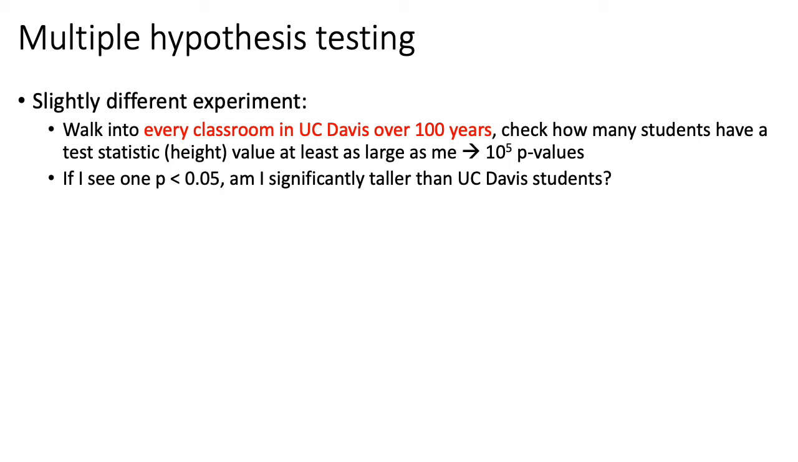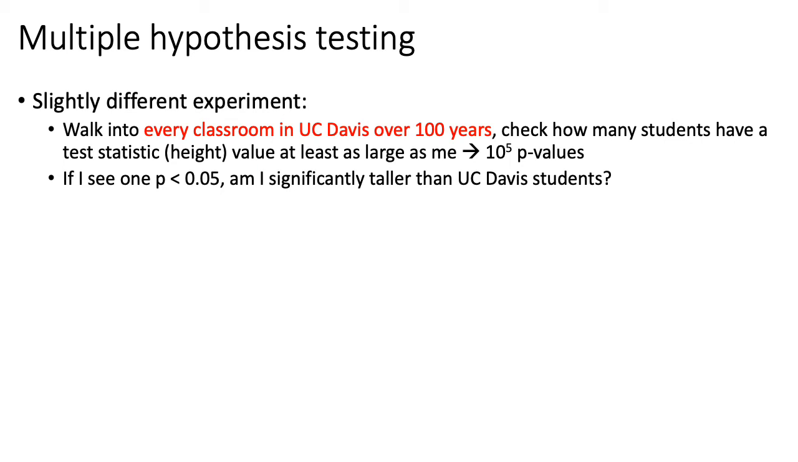So suppose then out of the 10,000 classes, I saw one where my p-value was like 0.01. Is it right for me to conclude that I am significantly taller than UC Davis students? Even intuitively, without understanding statistics, you should conclude, well, no, you can't really conclude that, because you tested it the first time and couldn't reject your null hypothesis. And then you just kept searching other classrooms until you found one where you might have just lucked out being taller than your average undergraduate student. And then just concluded, oh, P is less than 0.05.